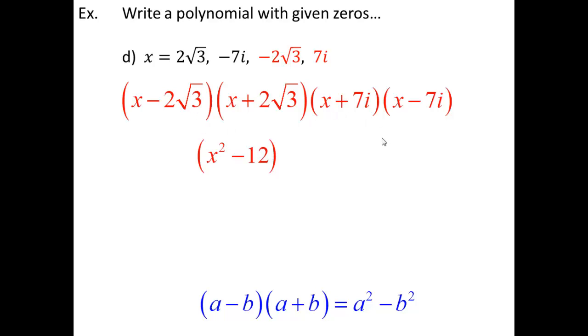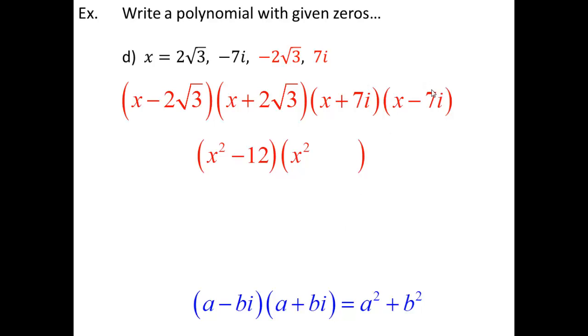On the other side, though, I have my complex conjugate pair. So when I'm doing a complex conjugate pair, it's going to be the sum of squares. So I'm still going to have x squared, but this time when I look at that 7i, keep in mind the b value is not 7i. I'm not going to read the entire 7i as the b value. The b value is the number in front of the i. So the b value is just 7.